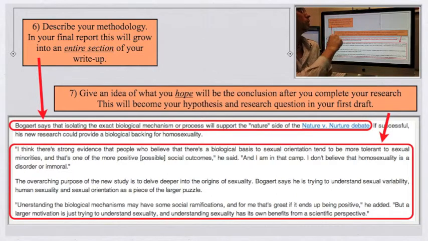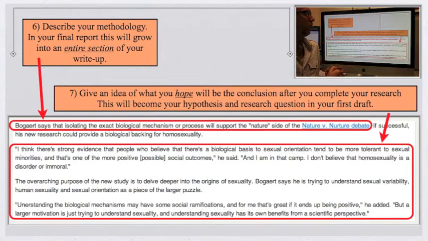Point number 6, describe your methodology. In your final report, this will grow into an entire section of your write-up. So you're going to have a methodology section in your final research project. Right now, all you have to do is just give me a paragraph in your outline that tells me that the story that you found has enough meat in it that you can actually pull out this methodological analysis. Just a paragraph at this point is fine.